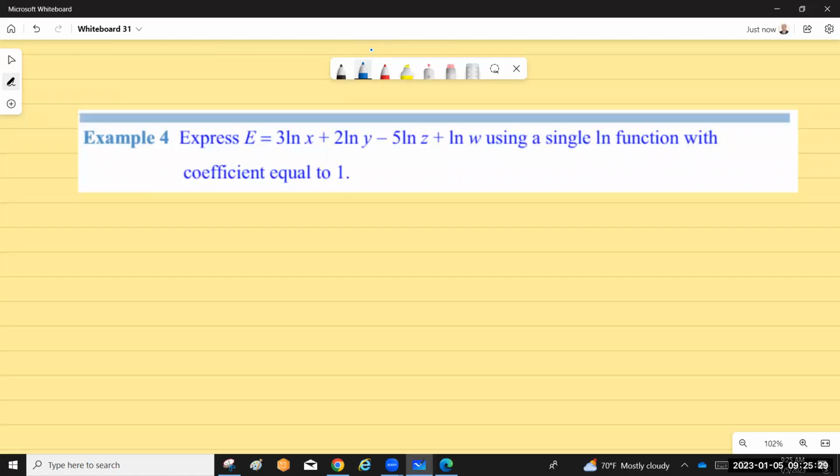Express E equal 3 len x plus 2 len y minus 5 len z plus len w using a single logarithm. First of all, just write E is equal to, you can rewrite 3 len x according to the third law as len x power 3. Just raise this 3 up here. Plus 2 len y, you just write it len y squared. You can also write beside it len w. And finally, this minus, just keep it here, and the 5 len z, you can write it len z power 5.